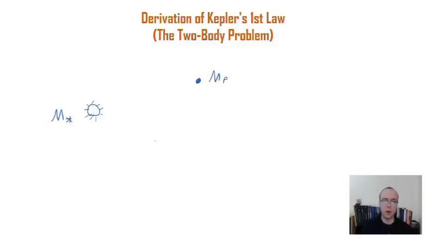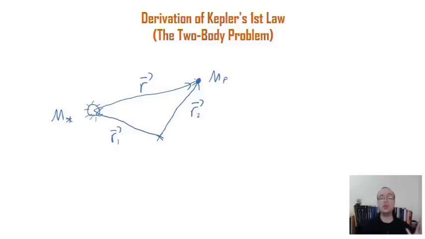We can define some reference origin that we'll use to define all our coordinates from, and in this coordinate system the distance between the origin and the Sun will be a vector that we will call r1, and the distance from the origin to the planet we're similarly going to call r2. And these are vector quantities, meaning that they have a magnitude and a direction. And equally, the distance between the Sun and the planet we can also draw, and we're just going to call this distance r.